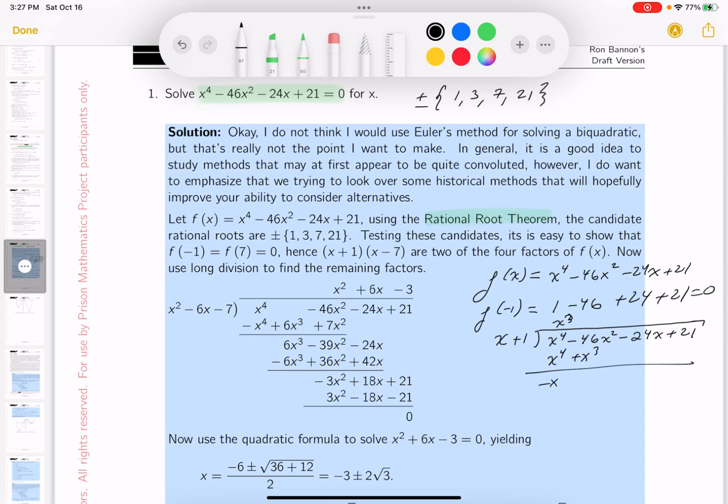Subtract, you get minus x cubed minus 46x squared minus 24x plus 21. Well, that's going to be, let's see, that's x cubed. That's going to be minus x squared now, right? So minus x cubed minus x squared. Well, you get minus 45x squared minus 24x plus 21.